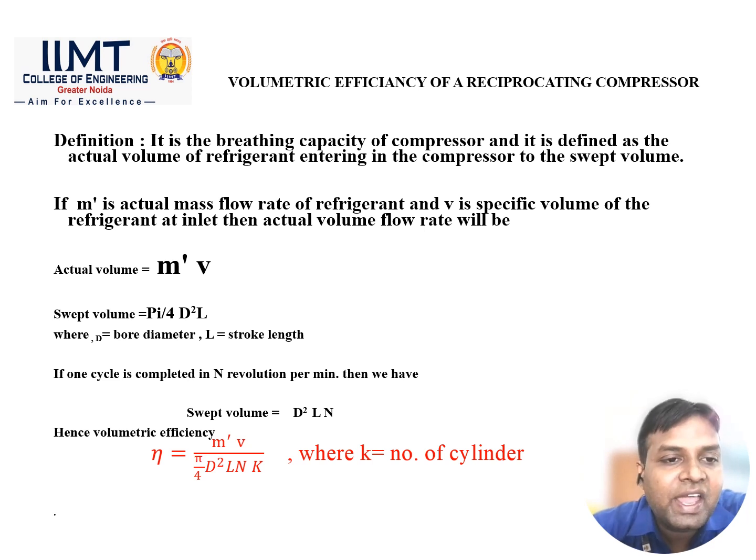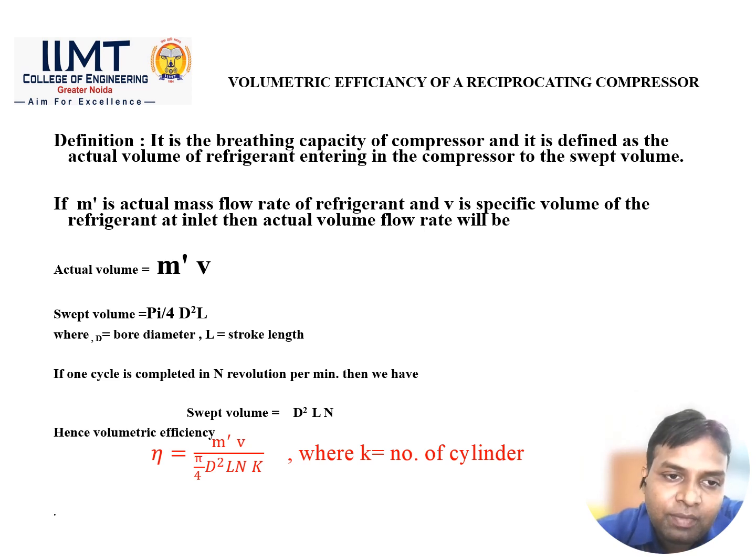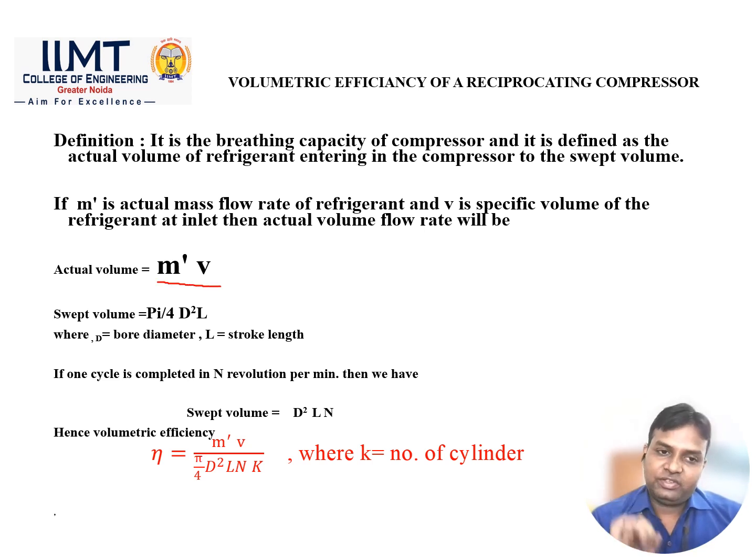We need to take m dash as the actual mass flow rate of refrigerant, and small v is the specific volume of the refrigerant at inlet. Then the actual volume flow rate will be the mass flow rate of refrigerant multiplied by the specific volume. Okay, so this is the actual volume which is entering the compressor, and now we need to find out the swept volume. Okay, so swept volume is equal to pi by 4 d square l.